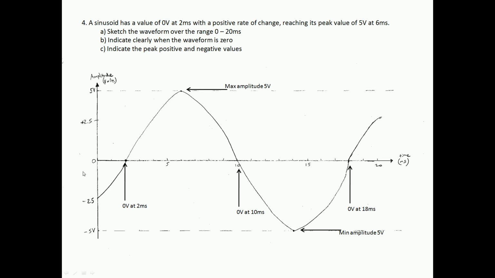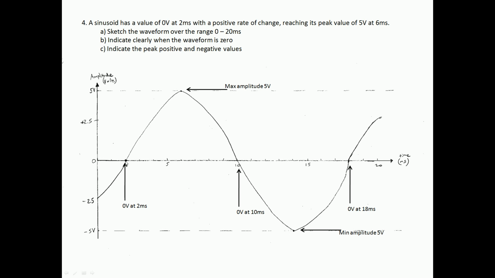Right, now last question of part 1 of our solutions. This is a little bit different. Here we're being asked to sketch a sinusoid. So we're told a sinusoid has a value of 0 volts at 2 milliseconds with a positive rate of change, reaching its peak value of 5 volts at 6 milliseconds. So A, sketch a waveform over the range 0 to 20 milliseconds. B, indicate clearly when the waveform is 0. And C, indicate the peak, positive and negative values.